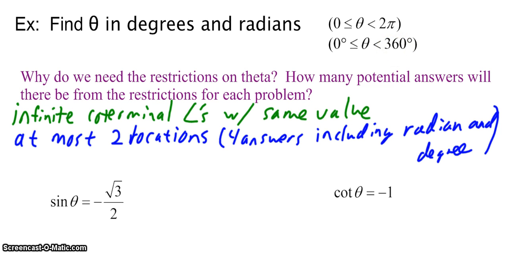So why do we need those restrictions, though? Because otherwise, we would have an infinite amount of answers. There's an infinite amount of coterminal angles. So there are infinite coterminal angles that will provide the same value for a given trig function. So then the next question is, how many potential answers will there be from the restrictions for each problem? Well, at most, there's 2 locations within each of those restrictions where a given trig function will have that value, at most. So if there's 2 locations, because we're answering in both radians and degrees, there would be 4 answers, because we would have 2 radian answers and 2 degree answers.